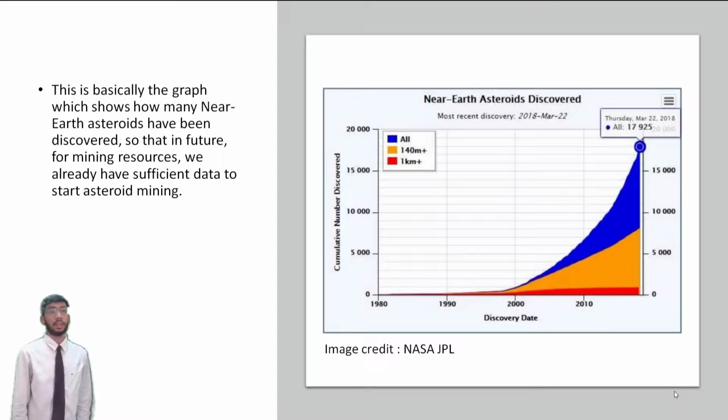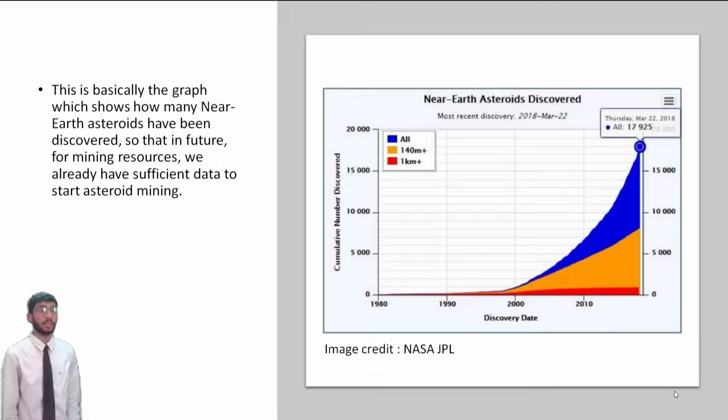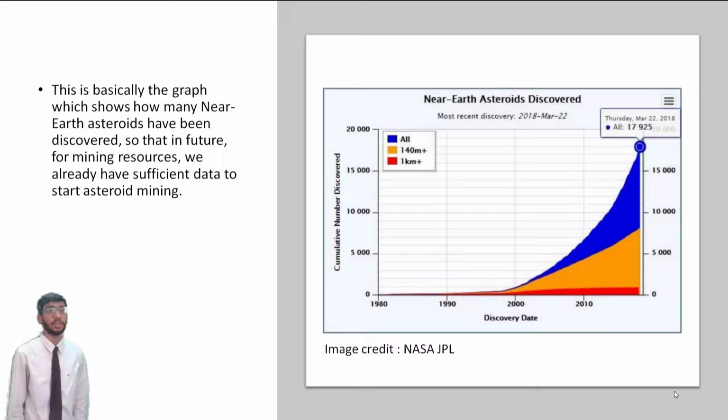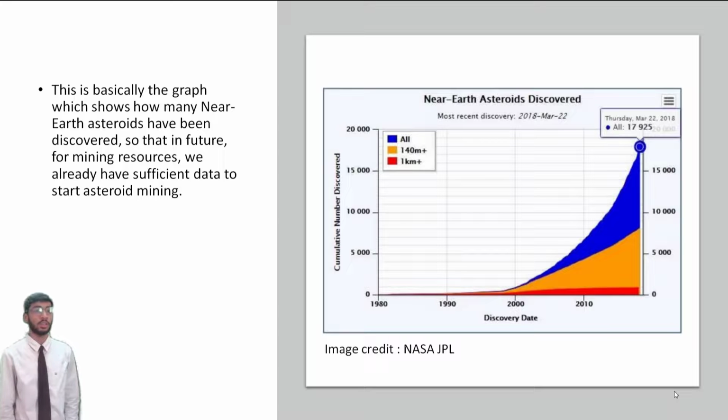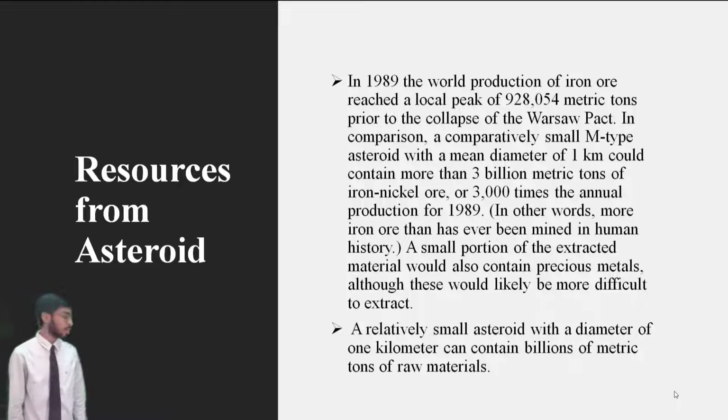Next slide. This is a graph which shows how many near-Earth objects had been discovered up to 22nd March 2018, which is almost 18,000, a very vast amount of asteroids available for mining resources. We already have sufficient data to start asteroid mining. Next slide.